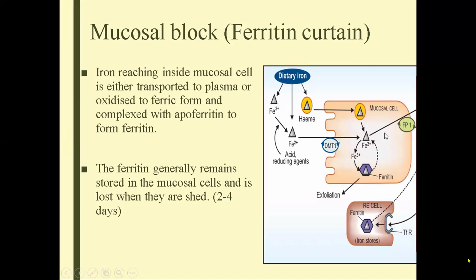lost. So how is the mucosal cell regulating the iron status? What did it do with the unwanted iron? It is like excreting, right? So this is how the mucosal block works. Okay, understood everyone? Not so difficult. So the mucosal block: the excess iron, which is not required by the body, is being shed off along with the mucosal cells. So this is how the mucosal block or ferritin curtain works.